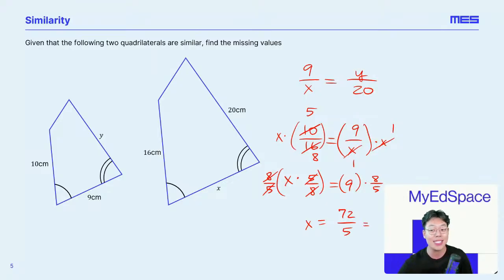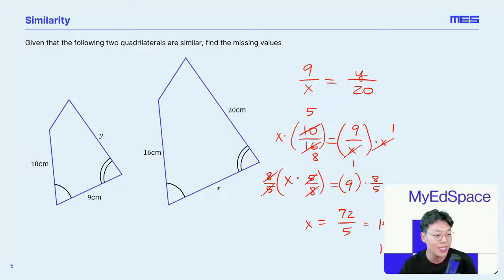If your teacher wants this in decimal form, 5 goes into 72 how many times? 14.4 times. So either way works for me. If they wanted it in mixed number form, it'd be 14 and 2/5. That's another way we can write it as well.